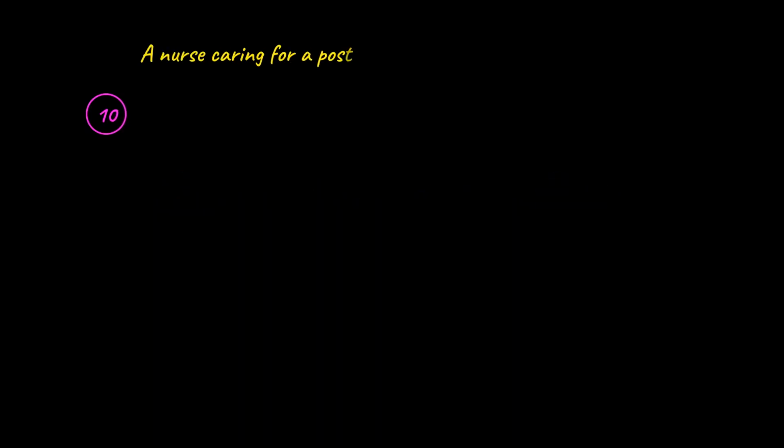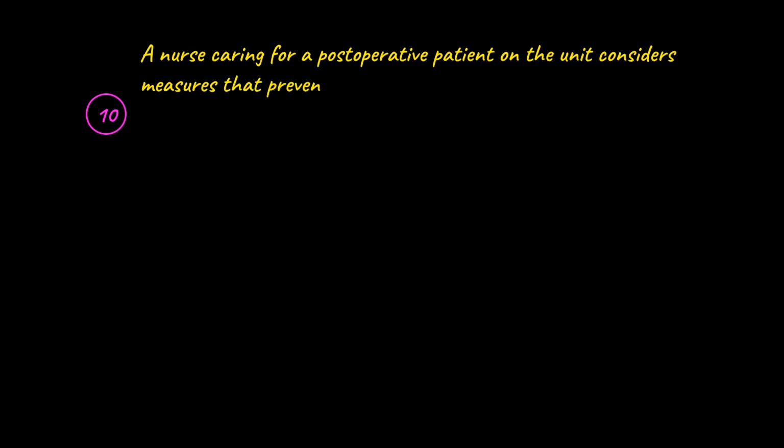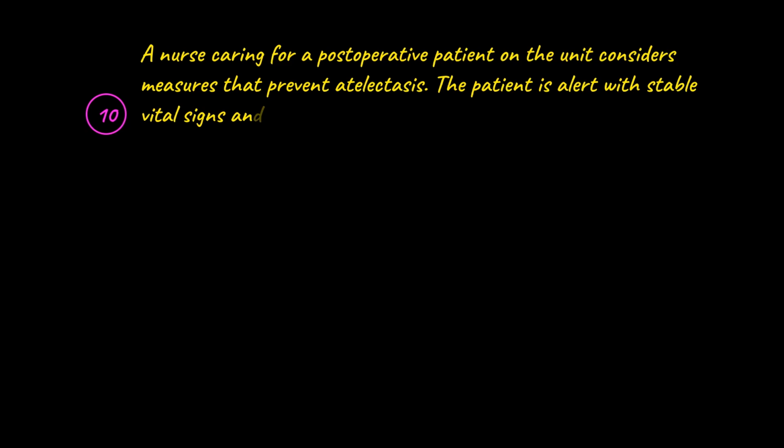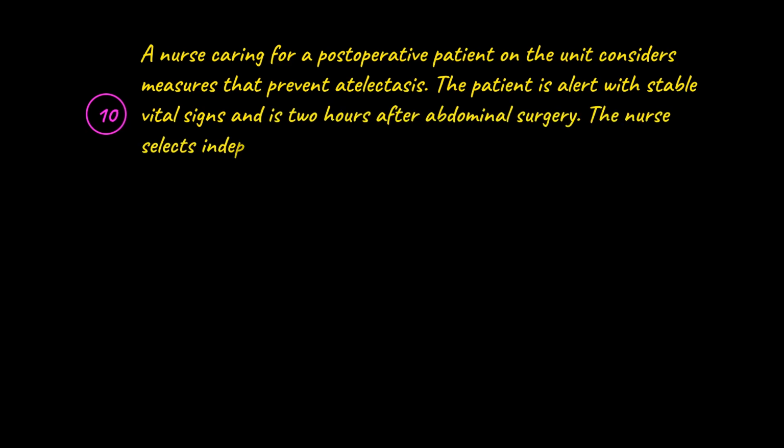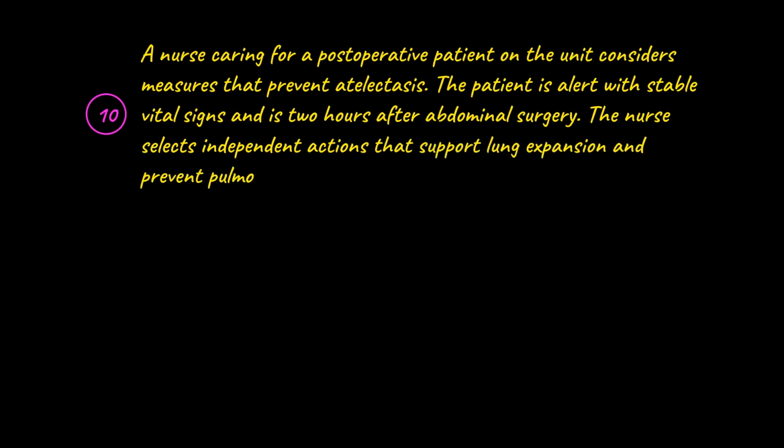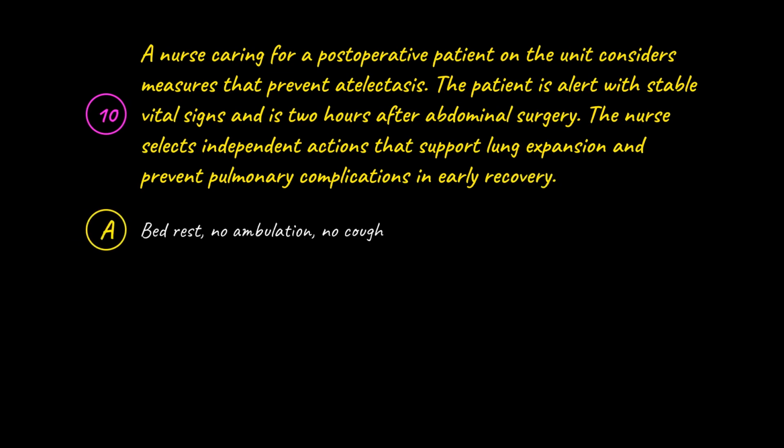Question 10. A nurse caring for a post-operative patient on the unit considers measures that prevent atelectasis. The patient is alert with stable vital signs and is 2 hours after abdominal surgery. The nurse selects independent actions that support lung expansion and prevent pulmonary complications in early recovery. Your options are A. Bed rest, no ambulation, no cough.